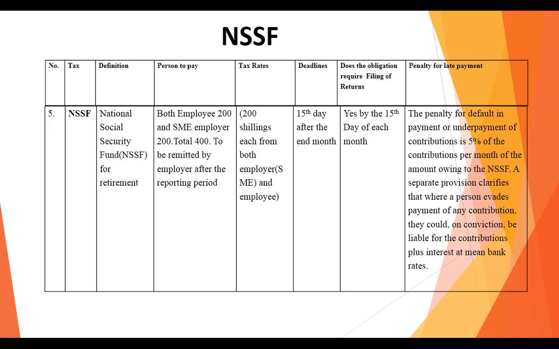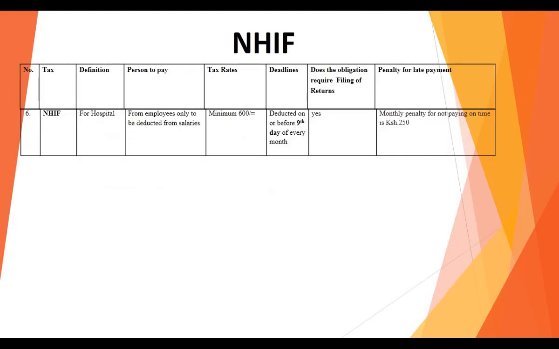You have NHIF. This is the hospital insurance fund. This is very important because you never know when you'll get sick, so make an attempt of paying this. The minimum rate is 600 shillings. Someone told me it has been reviewed to 500 shillings, but the last time I checked it was 600 shillings per month. The normal monthly penalty for not paying on time is 250 shillings.